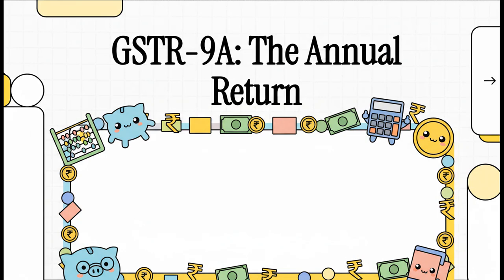All right, today we're doing a little time traveling, digging into the tax archives to talk about a form you probably don't need to think about anymore, the GSTR-9A. Now, if you were ever part of the GST Composition Scheme, this name might ring a bell. For everyone else, hey, think of it as a quick history lesson in tax compliance.